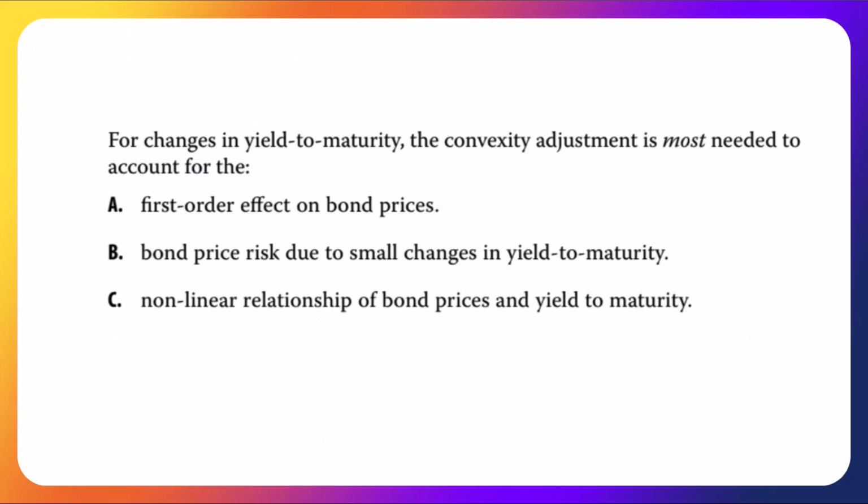For changes in yield to maturity, the convexity adjustment is most needed to account for the first order effect on bond prices. That's the linear approximation for duration. We get rid of that. Bond price risk due to small changes in yield to maturity. No, for small changes, modified duration, the linear approximation is pretty close. Nonlinear relationships of bond prices and yields to maturity is most needed to account for the nonlinear relationship.